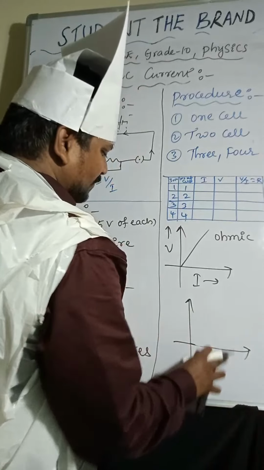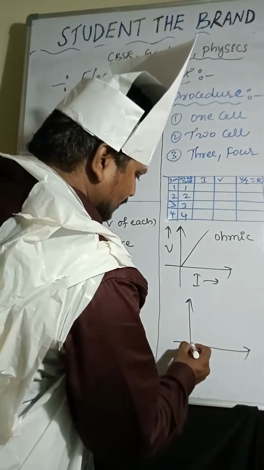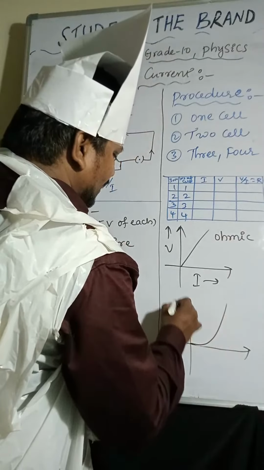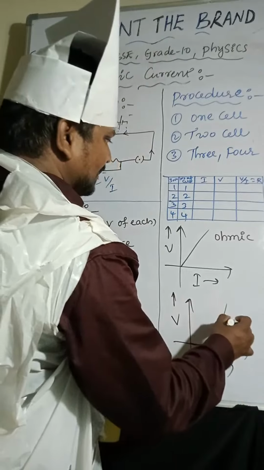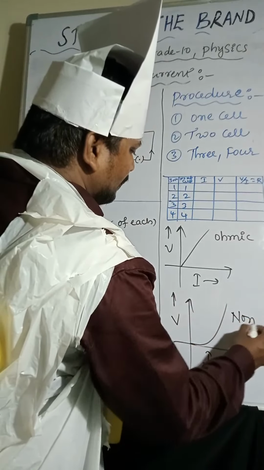I am taking it like this, V on the y-axis and I on the x-axis. So this is for non-ohmic conductors.